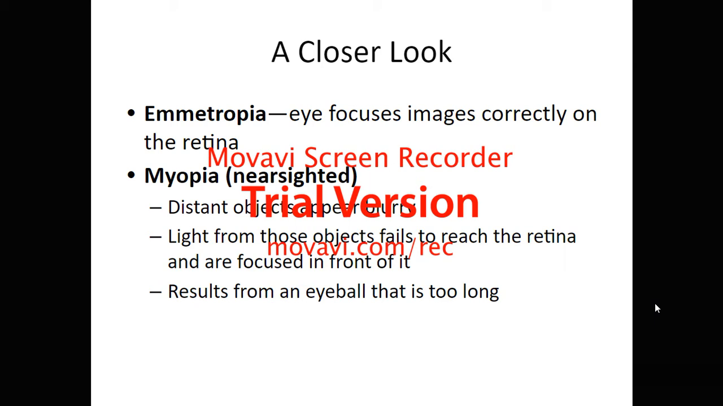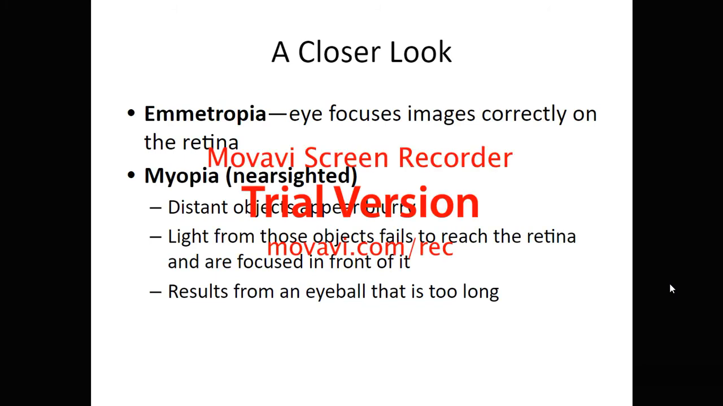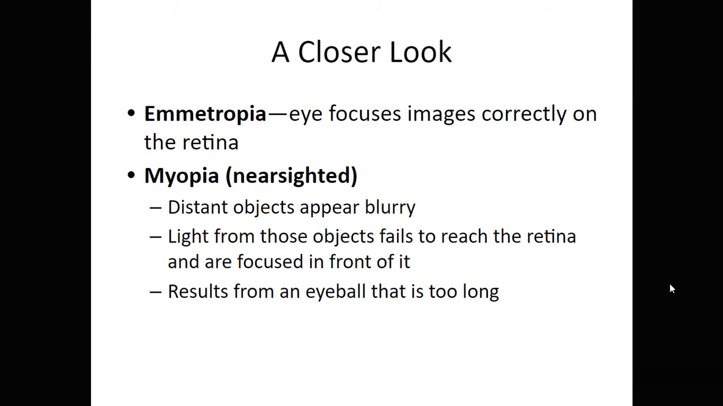So, if the light reaches the retina correctly and focuses on the retina, that's called focusing correctly on the retina. It's called emmetropia. Okay.